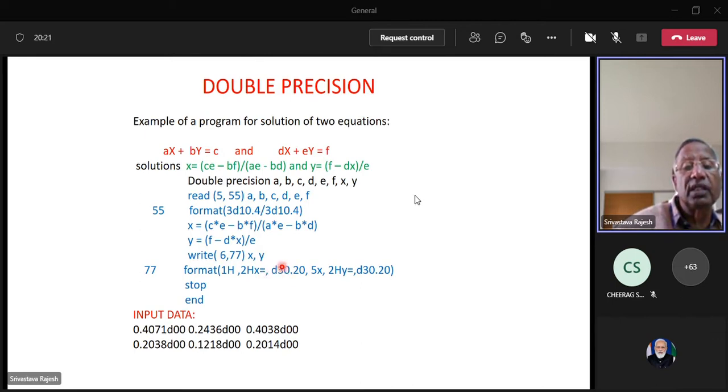Now this format is for writing X. It writes with D30.20, so you see 20 decimal places you can achieve from there. The total columns should be 30, for only a single quantity. Then give a gap of 5X, 5 columns, and then 2H, so after 2H, two columns will be written as such: Y equal to, and then I have given this. So this is how you can write, and then STOP and END.